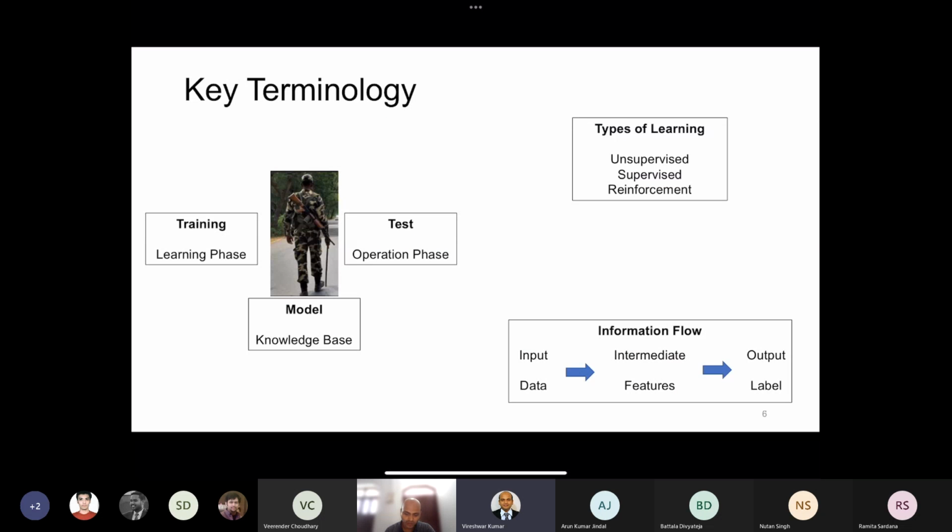Now I'm going to talk about the terminology that we typically utilize in machine learning algorithms. But any quick question about the different examples that I gave?